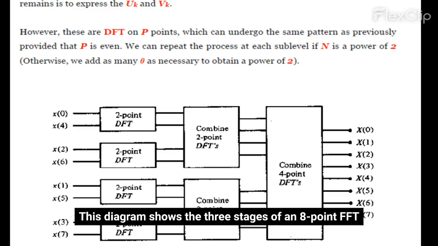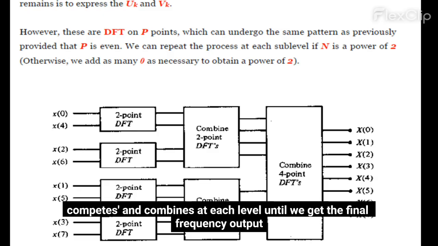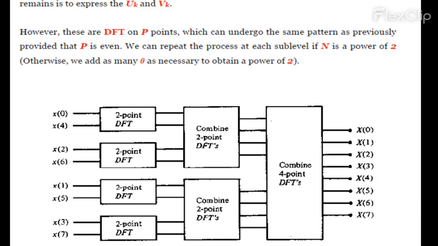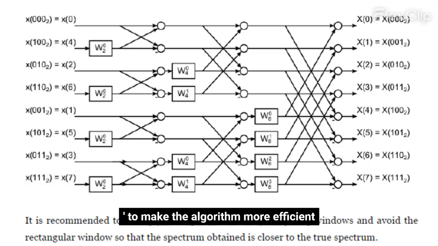This diagram shows the 3 stages of an 8-point FFT. It's like a tournament bracket where the data competes and combines at each level until we get the final frequency output. In the final implementation, the inputs are often reordered using bit reversal to make the algorithm more efficient.